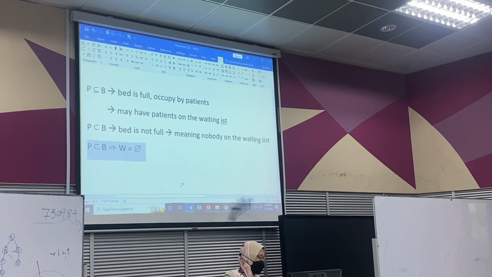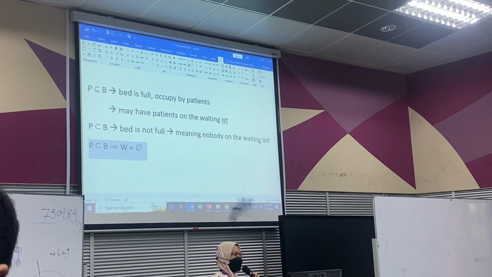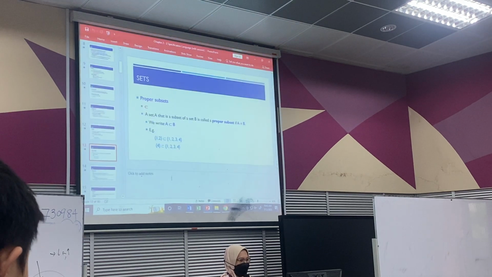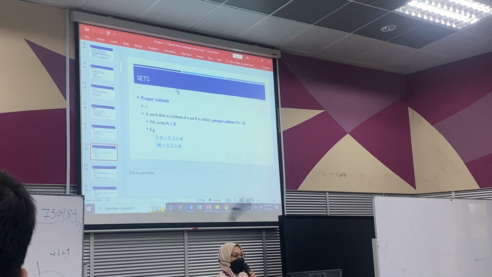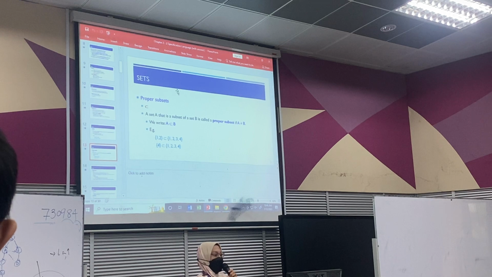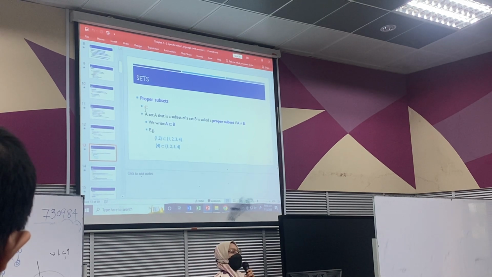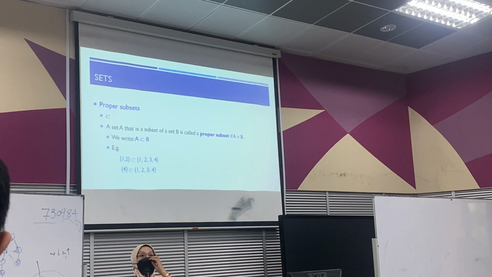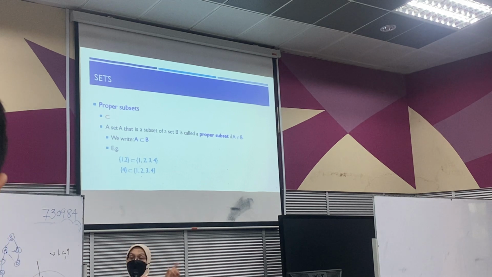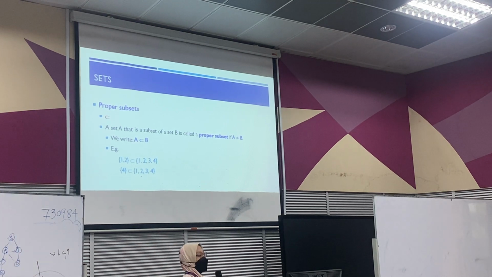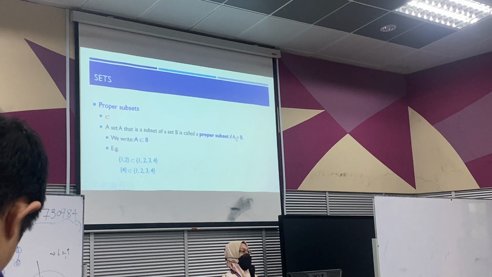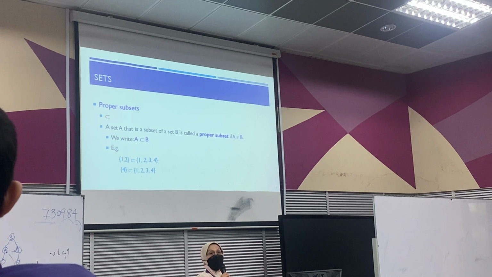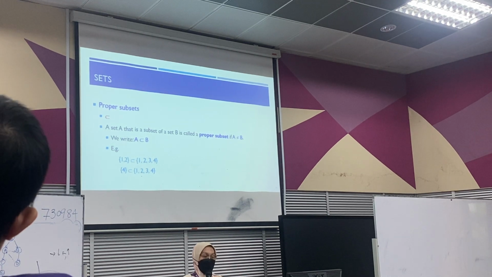Okay, understand this one? So this is the proper subset. The symbol is like a C only, with no underline below. An underline means subset. When you want to use proper subset, there is no underline below. So A cannot be equal to B. It means that the data of A must be fewer than B, and cannot be equal at all. So that is proper subset.